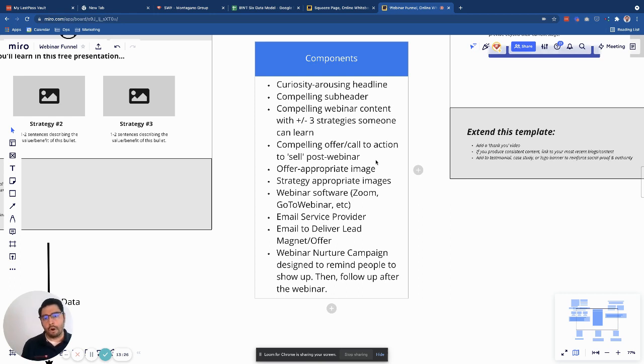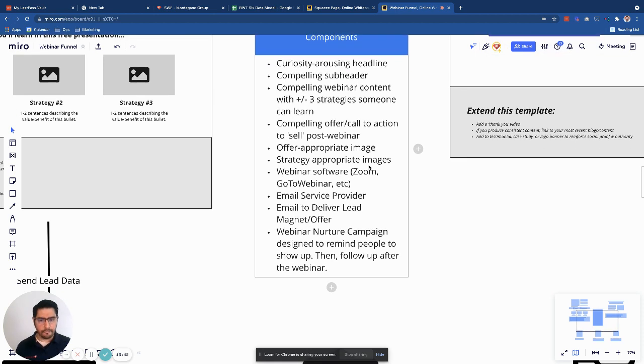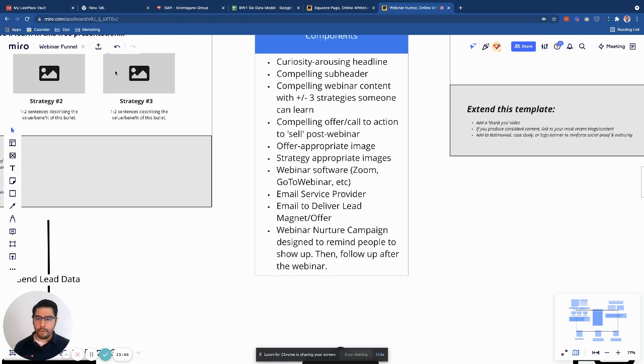Remember, you are giving away this information not just because you're a good person and these things work, they do, but also because you're expecting and hoping that in the process of doing this, you will ultimately get a new customer or at least a new, highly qualified lead. Offer strategy-appropriate images for strategies 1, 2, and 3.